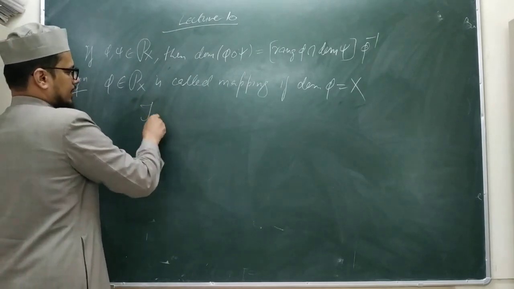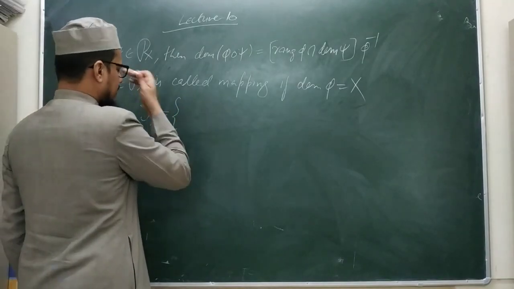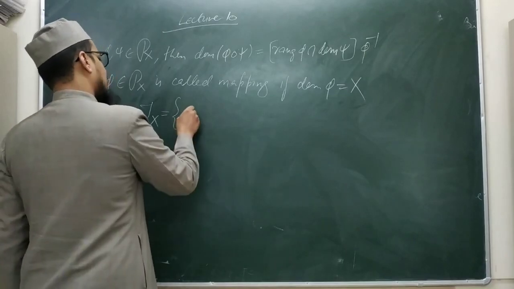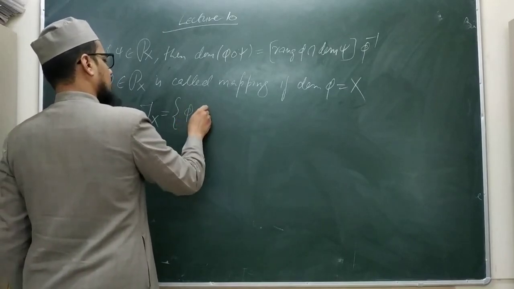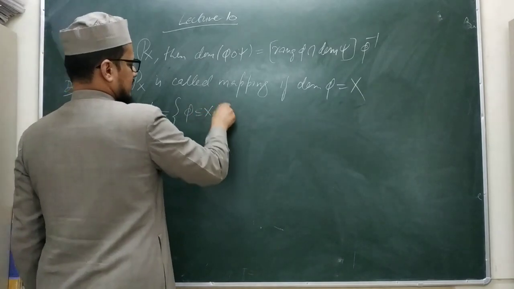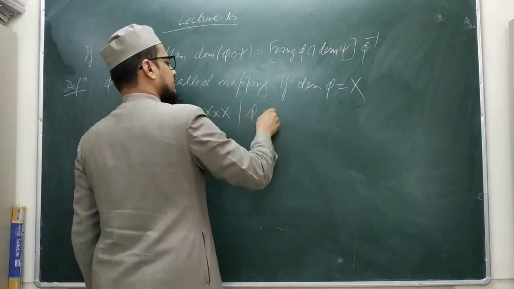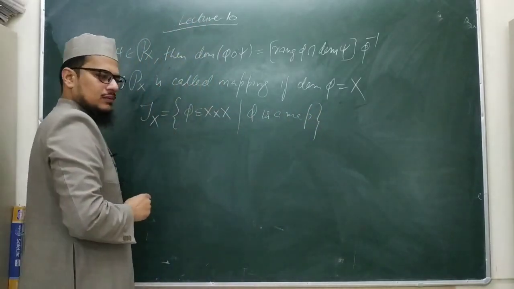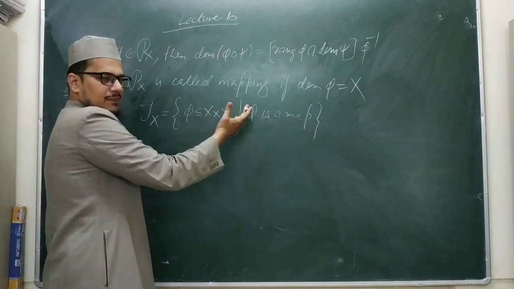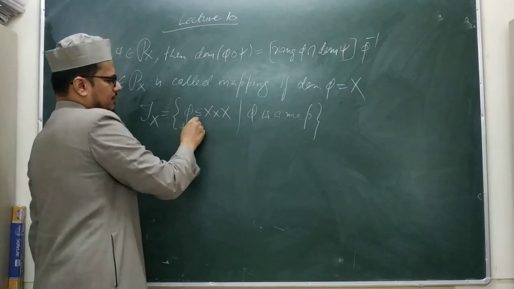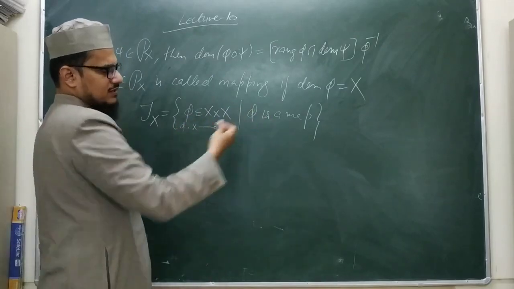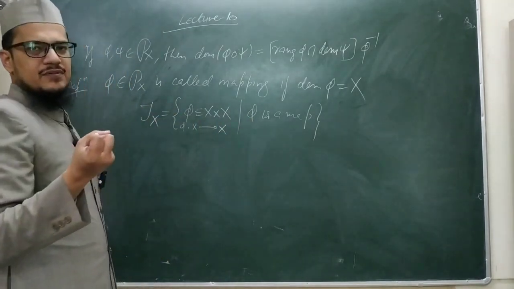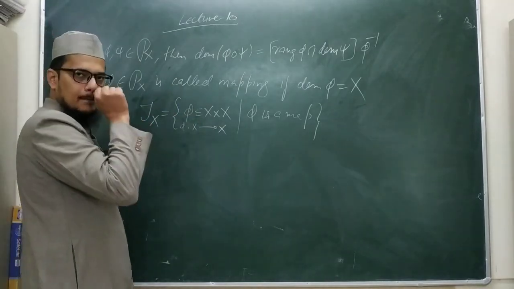It is denoted by tau x. Tau x is denoted from phi, a subset of x cross x such that phi is a map, isn't it? I mean, it's such a binary relation such that phi is a map. Or you can say phi is a map from x to x. So its collection of all maps is denoted by tau x.